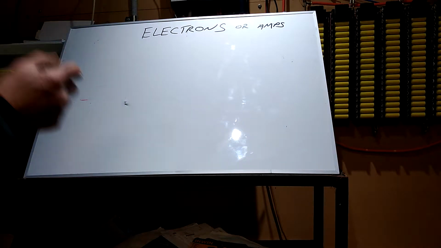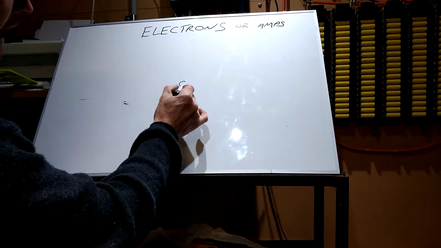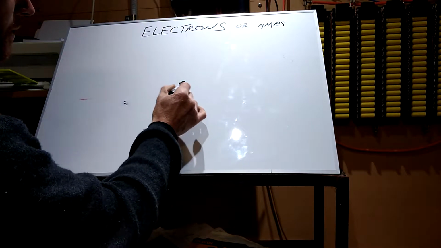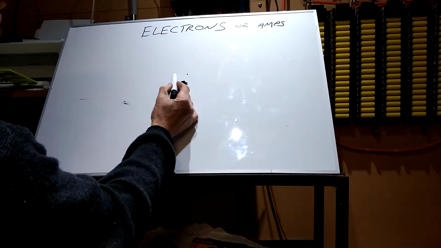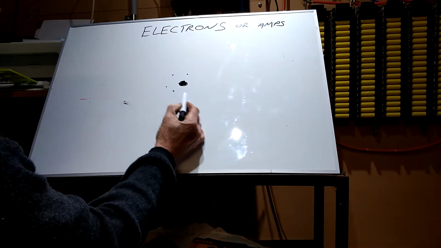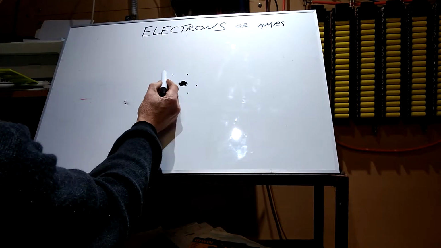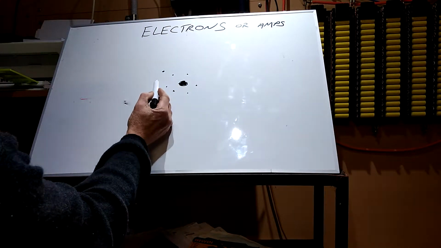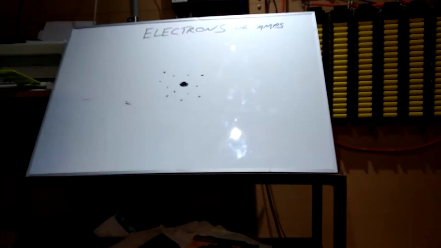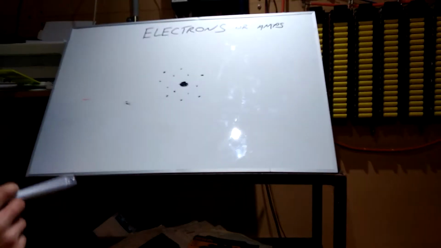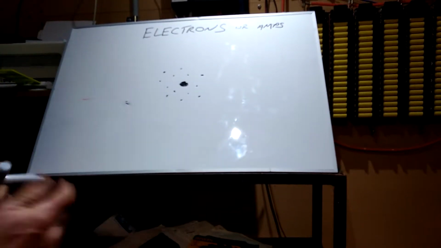So electrons orbit the nucleus, which is in the atom, and they float around the outer edge in rings. It depends on the element how many shells, or rings I should say. And these electrons are negatively charged. So when we're talking about electronics, we're talking about conventional flow.